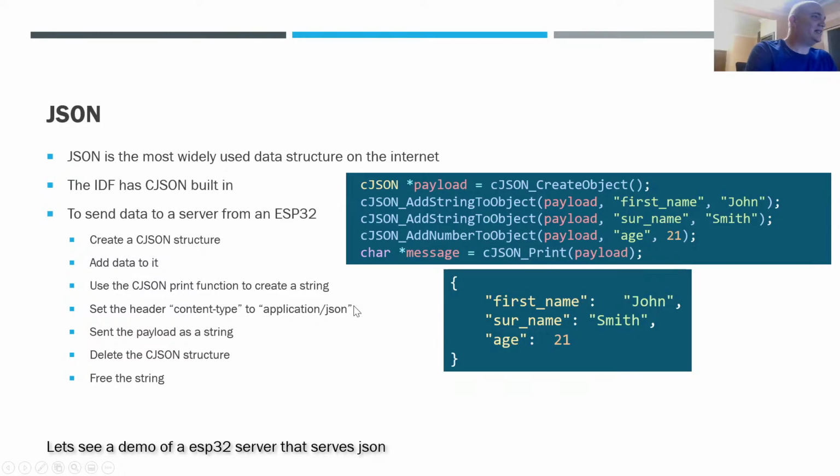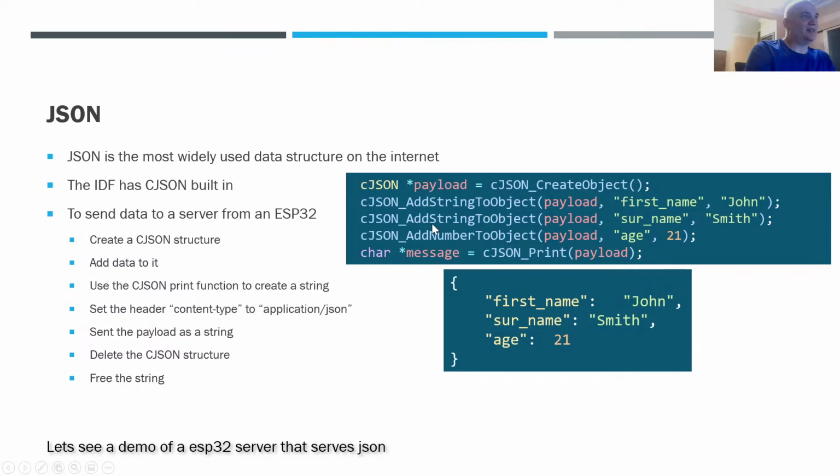What we need to do in total is also make sure that we set the content type header for application JSON. Then we send the payload as a string, and then we need to clean up after ourselves because this stuff's expensive. So we delete the cJSON structure, and then we free that string. It's our responsibility to get rid of both this as well as this.